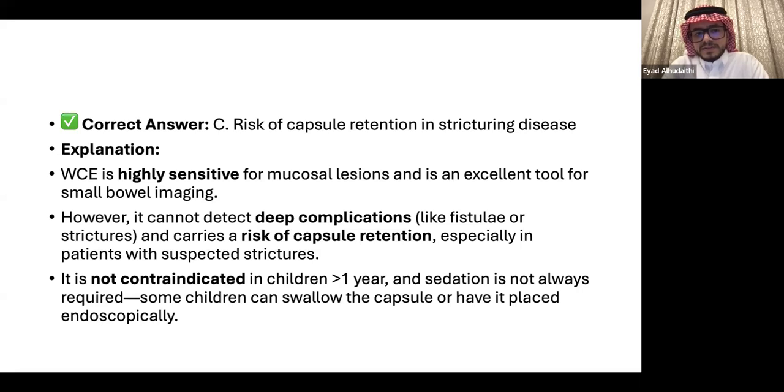In terms of sensitivity, it's highly sensitive. However, it doesn't detect the deep complications like fistula or stricture, like the MRE. And one of the choices was contraindicated in children above 1 year, which is not.